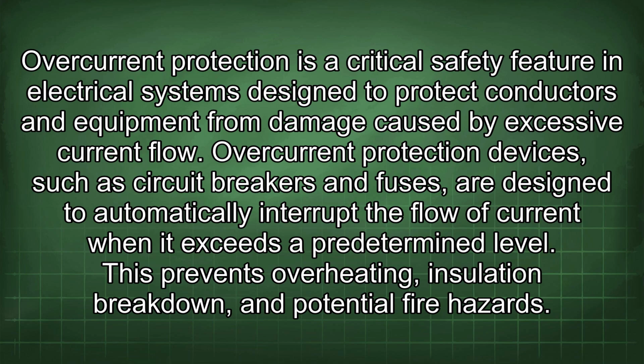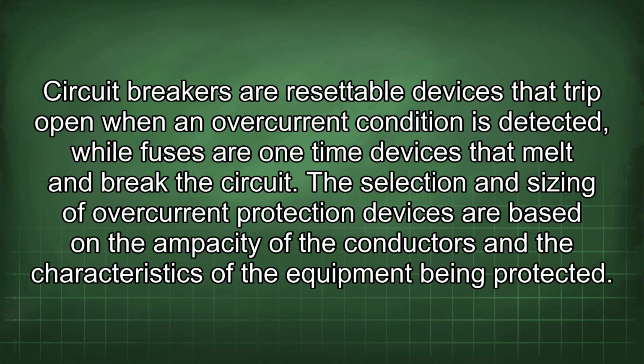by excessive current flow. Overcurrent protection devices, such as circuit breakers and fuses, are designed to automatically interrupt the flow of current when it exceeds a predetermined level. This prevents overheating, insulation breakdown, and potential fire hazards. Circuit breakers are resettable devices that trip open when an overcurrent condition is detected, while fuses are one-time devices that melt and break the circuit.